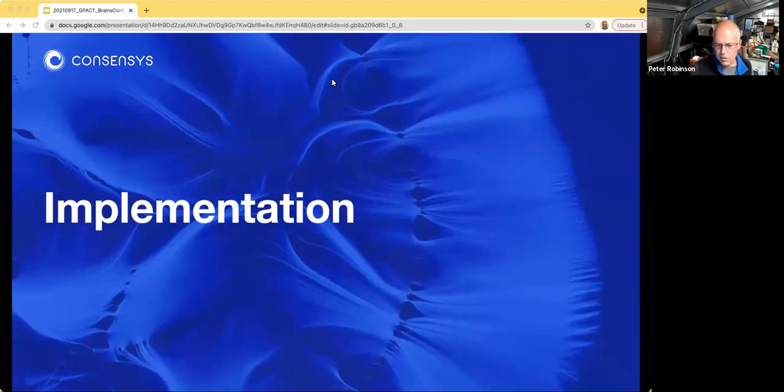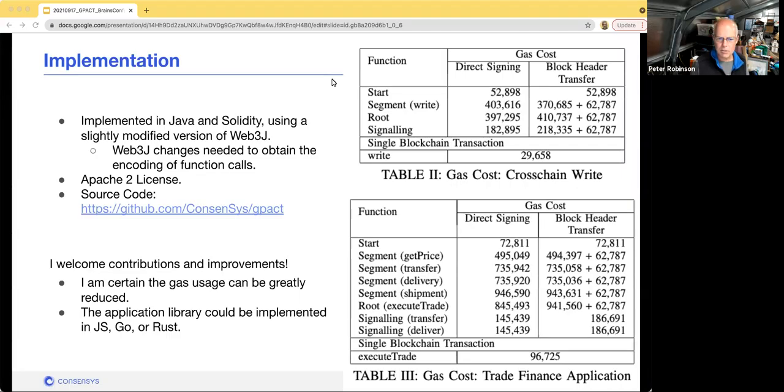There is an implementation of the protocol, written in Java and Solidity, and it uses a modified version of Web3j. It's Apache 2 licensed.